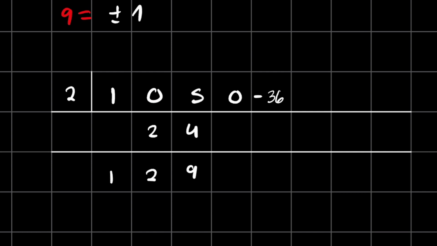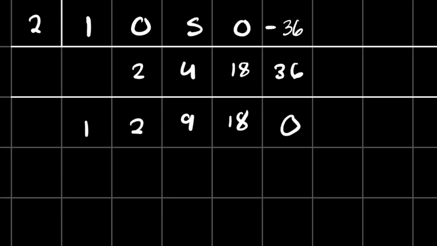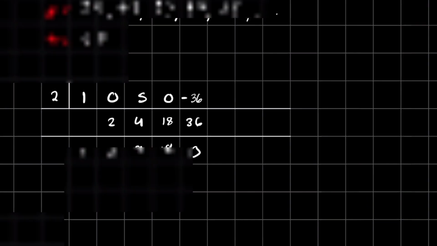So it's going to be 9, right? Then 2 times 9 is going to be 18. 18 plus 0 is going to be 18. 2 times 18 is going to be 36. And check this out. We have 0. Wow, this is amazing. What does that mean? It means that this basically works.